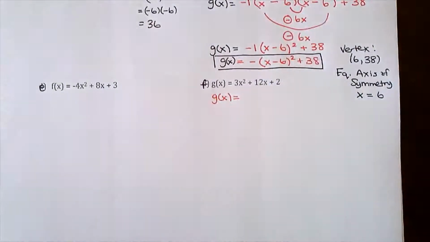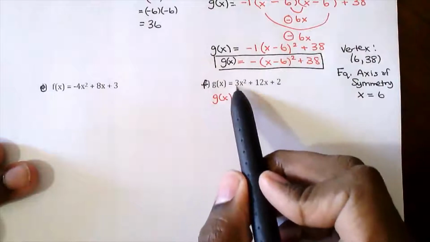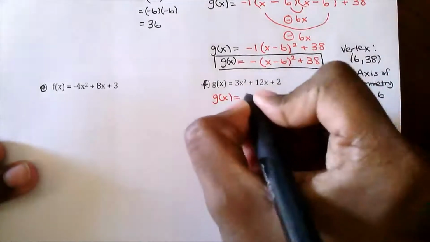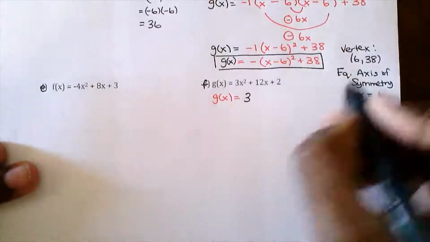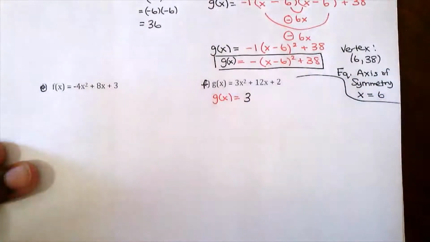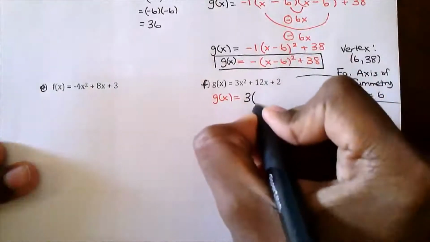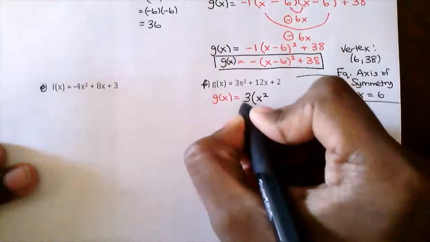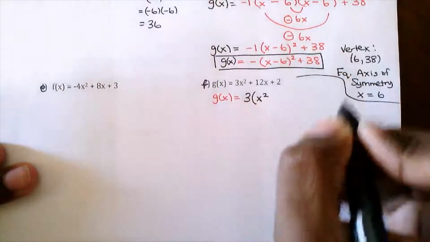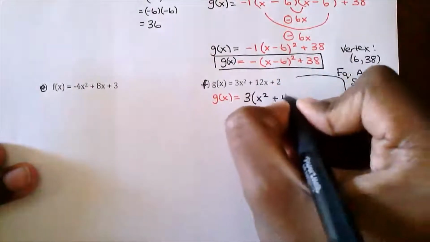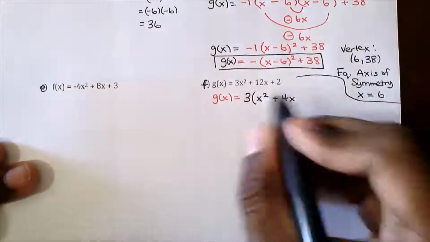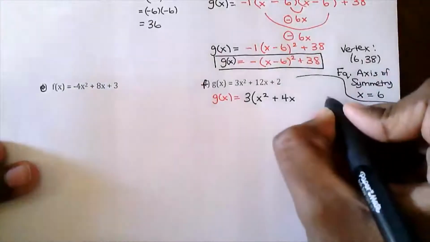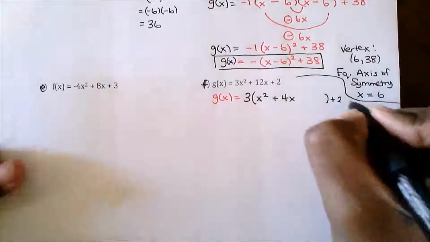Okay, so g of x. So you take a look at this. Your a value is 3. We're always just factoring out our a value. So we're going to factor out the 3. So 3 times what gives us 3x squared? Well, that's just x squared. And 3 times what gives us 12x? That's just positive 4x. So again, 3 times x squared, 3x squared. 3 times 4x, 12x. Leave a huge space and copy down the plus 2.